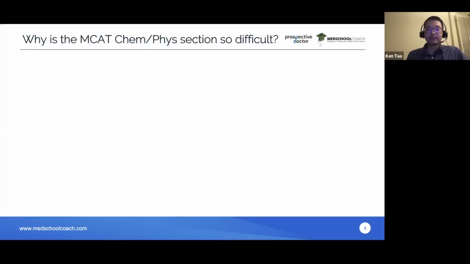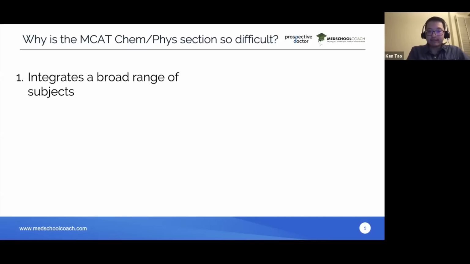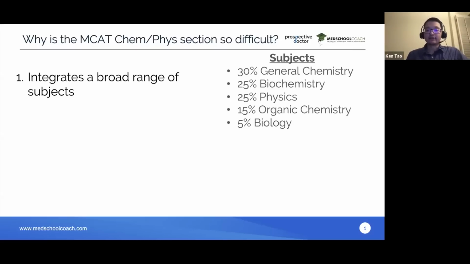There's several key reasons why the Chem Phys section is difficult for a lot of students. The first is that it integrates a broad range of subjects. So by this, I mean, if you think about the name Chem Phys, you certainly have chemistry and physics. But if you actually look at the distribution of subjects on this section, you're going to see that it has 5 different subjects, right?